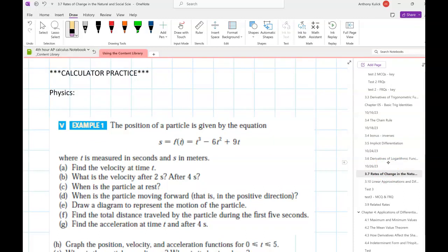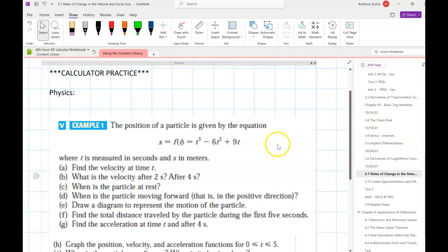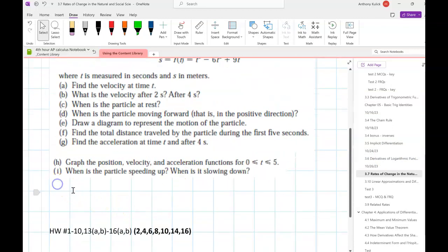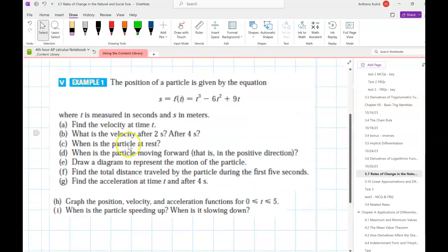3.7 then. So 3.7 contains no new information. It's just like, okay, here's some story problems that involve using calculus. So we're just going to do an example here and then move on about our business. Sound good?